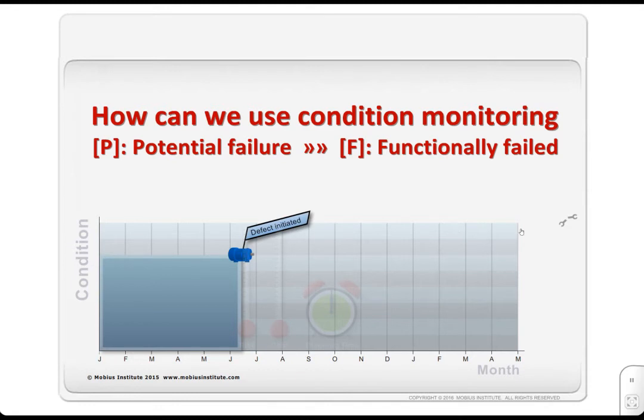But for a whole variety of reasons, a defect is initiated. The machine might be misaligned, or that contamination is occurring.